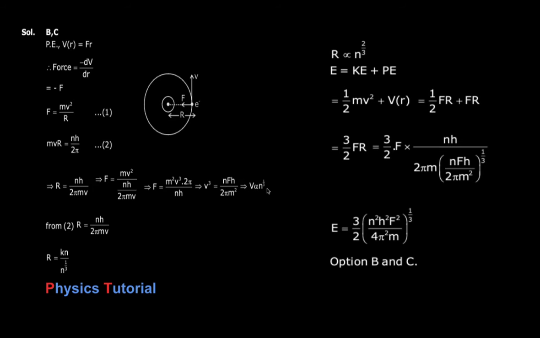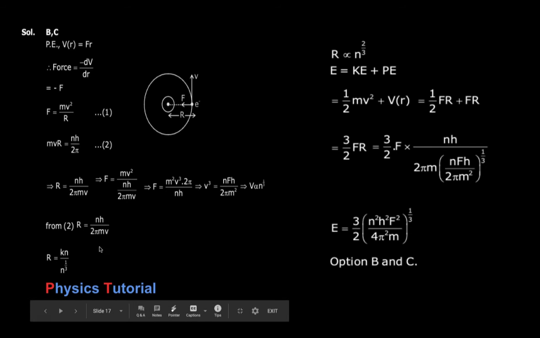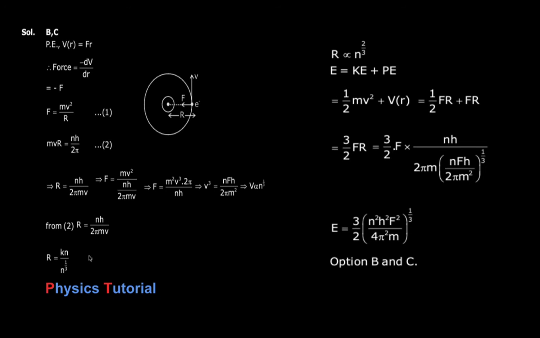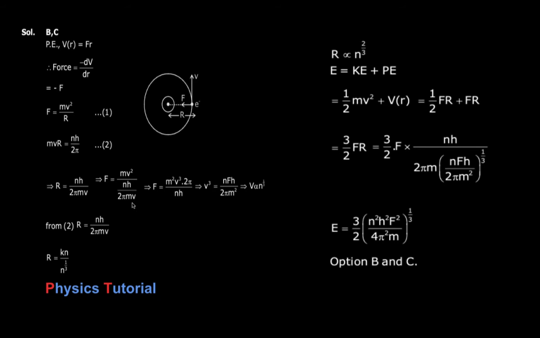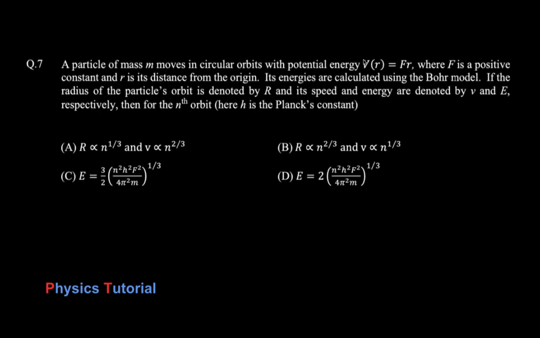It means V is proportional to n to the power 1 by 3. So it's okay, in one of the options V is proportional to n to the power 1 by 3 also given. And capital R, as you know, is nh upon 2 pi mv. Now you substitute over here, that is R equal to k n upon n to the power 1 by 3. So we get n to the power 1 minus 1 by 3, that is n to the power 2 by 3. That means if you see the first and second option, then R is proportional to n to the power 2 by 3 as we got, and this one. So B option is correct among A and B.